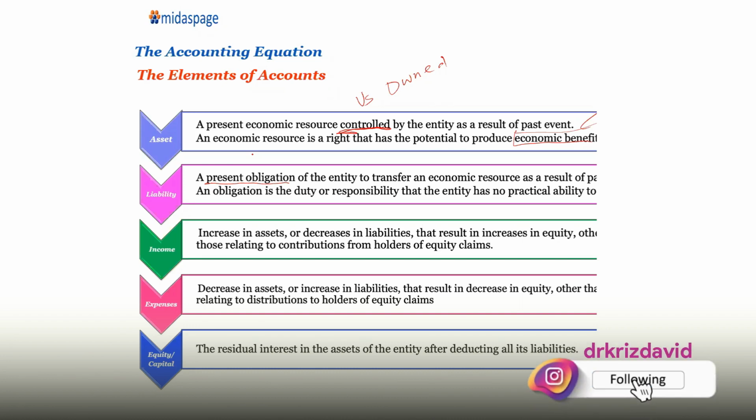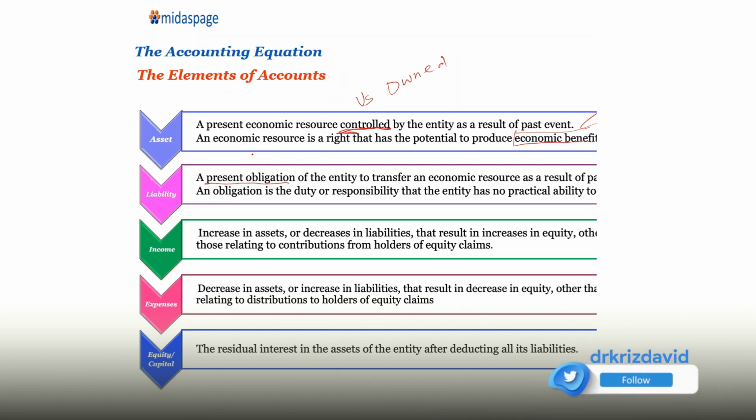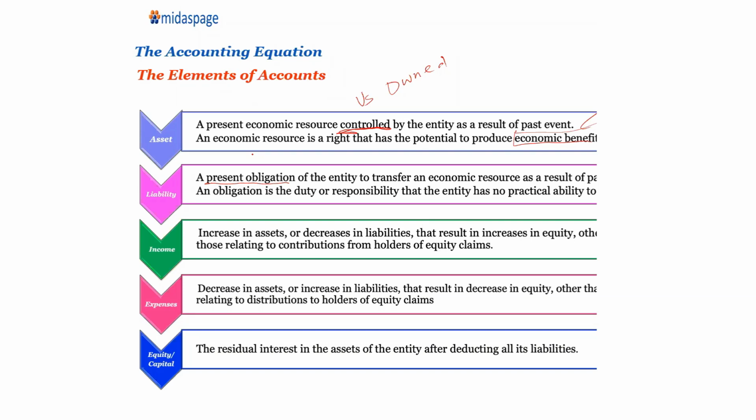So income is now saying that an increase in asset, that is number one, or a decrease in liability, which is number two, that result in increase in equity other than those relating to contribution from holders of equity claims. So here, the entity concept is playing out. The last phrase says, other than those relating to contribution from holders of equity claims. So when the owners of a company transfer money into the company, it will increase equity, but it is not an income.